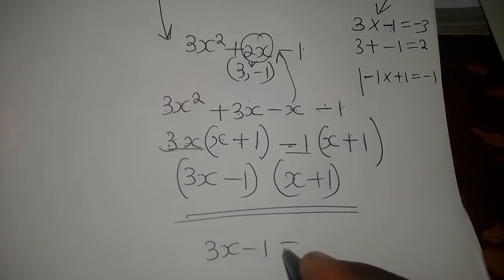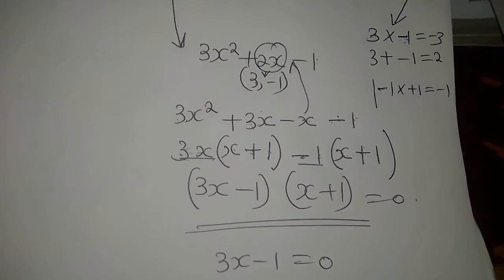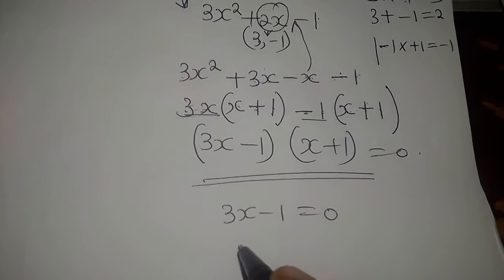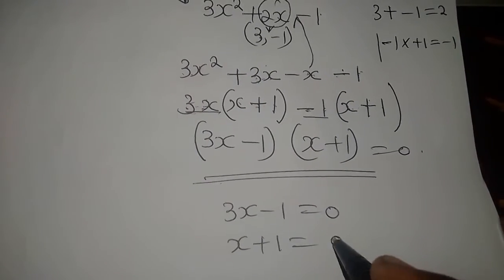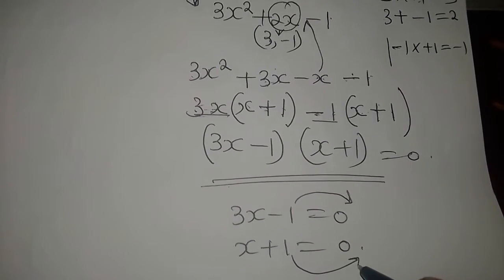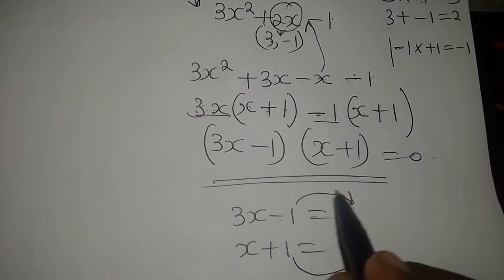3x minus 1 is equal to 0. So I equate to 0 for me to get the turning points of that curve, in as far as the x value is concerned. Then I'll come here and say x plus 1 again is equal to 0. So I'll take this on this side. Again, I'll take this on this side. The negative sign becomes positive on crossing the equal sign.